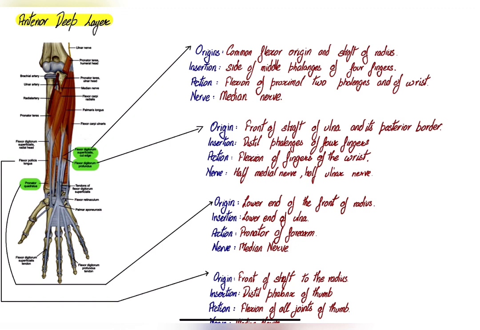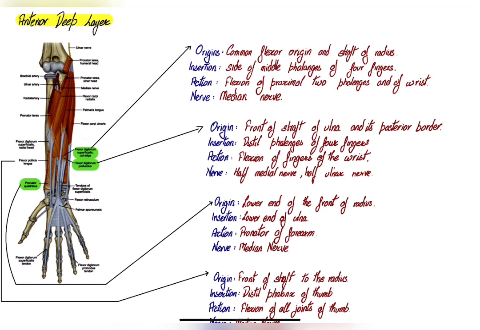Now the next muscle is the Flexor Digitorum Profundus. So it originates from the front of the shaft of the ulna and its posterior border. It has its insertion in the distal phalanges of the forefinger. The action that it performs is flexion of the fingers of the wrist, and the nerve is the half median nerve and half ulnar nerve.